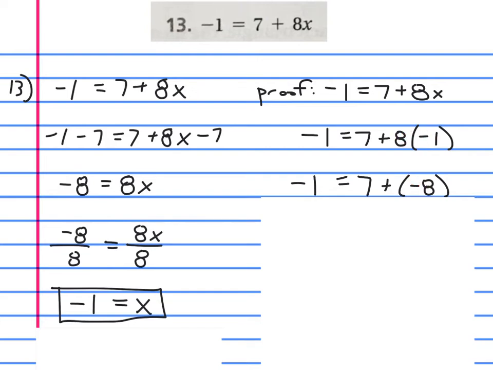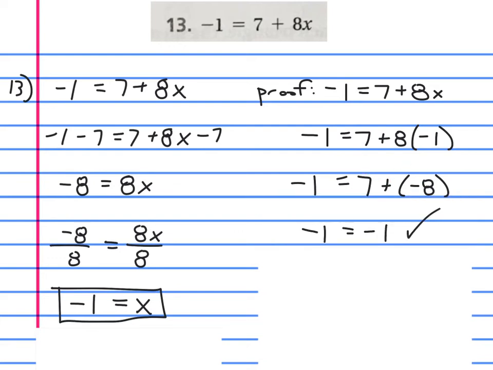8 times -1 is -8. So we keep that 7 plus, and then we write the -8 in there. 7 plus -8 is -1, and this is already -1 on that side. So it works out, and we give it a check mark.